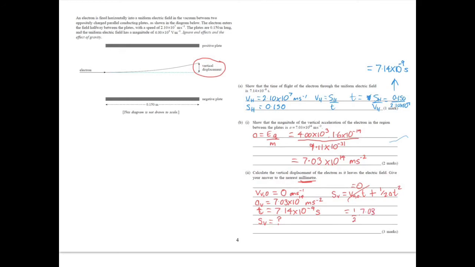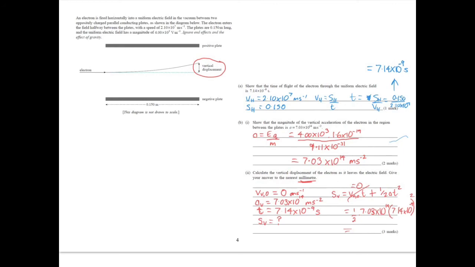So that is equal to a half times 7.03 times 10 to the 14 times the time, which is 7.14 times 10 to the minus 9, and that is squared, just to make it a little bit difficult for us. So I will just pause and plug that all into the calculator.